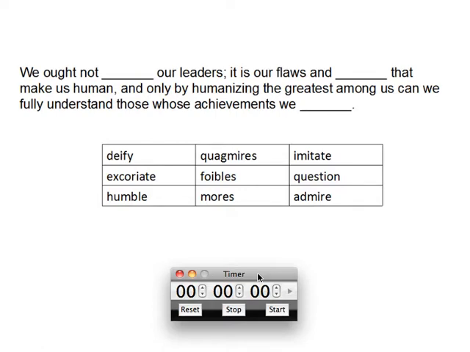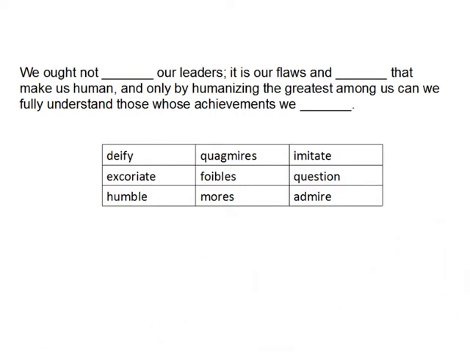So despite the fact that this one has 3 blanks, with some clever rephrasing or some clever recycling, and really looking into the structure of it, I think it becomes much easier. We ought not blank our leaders. No clue there. What are we supposed to do to the leaders or not do to the leaders? This is the question we'll look for a clue to answer later. Semicolon, pivot in the same direction. It is our flaws and blanks that make us human.